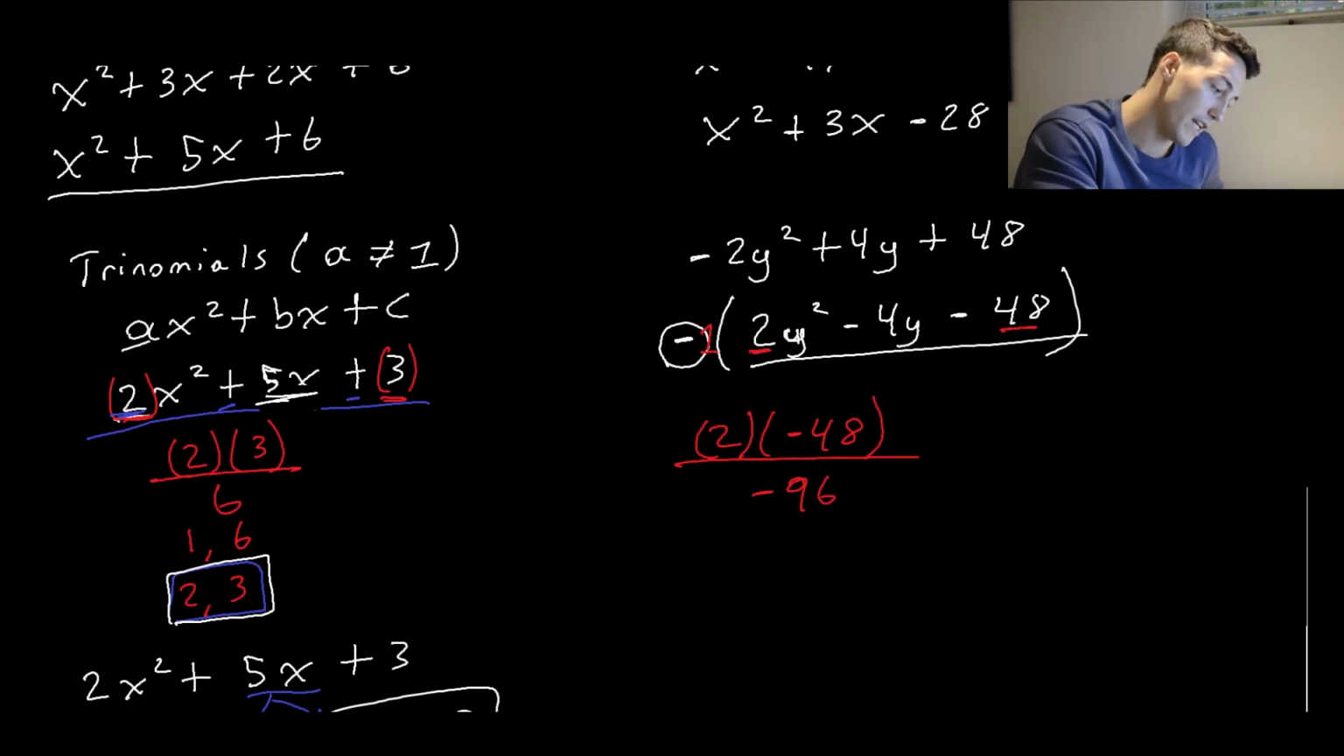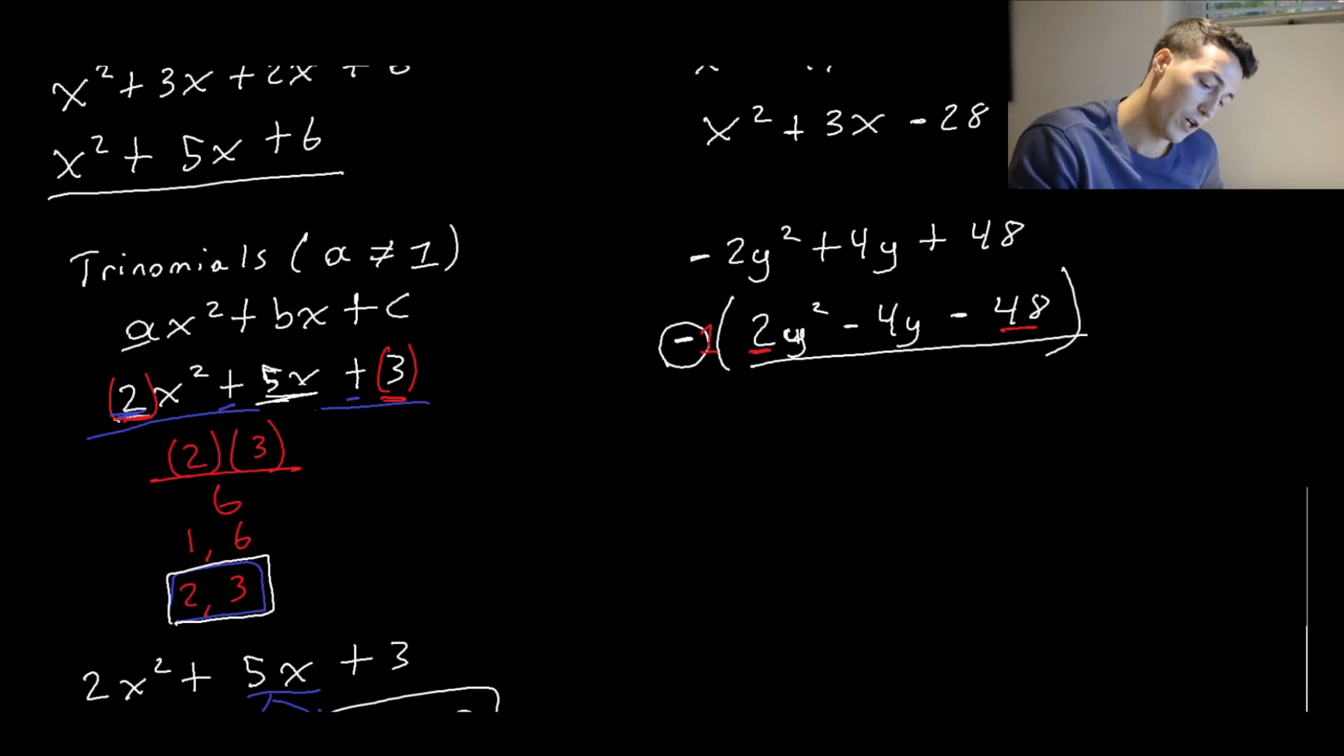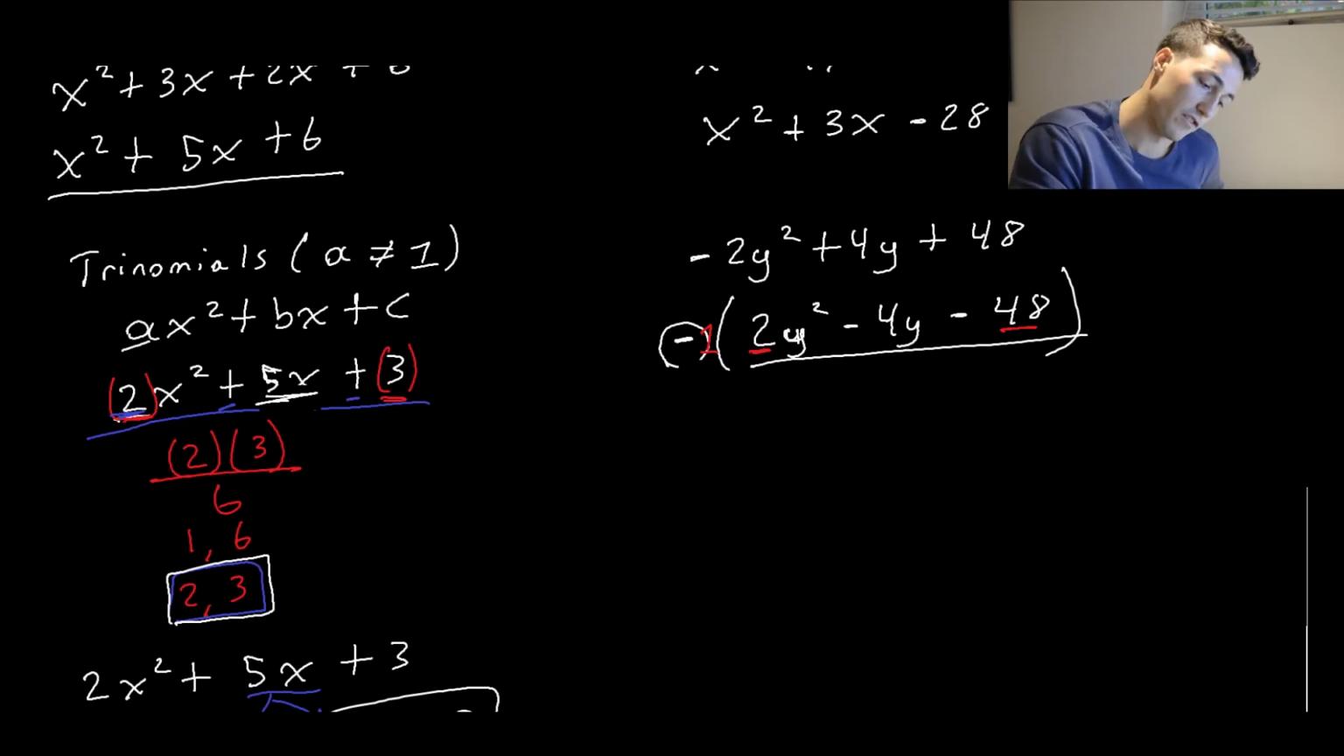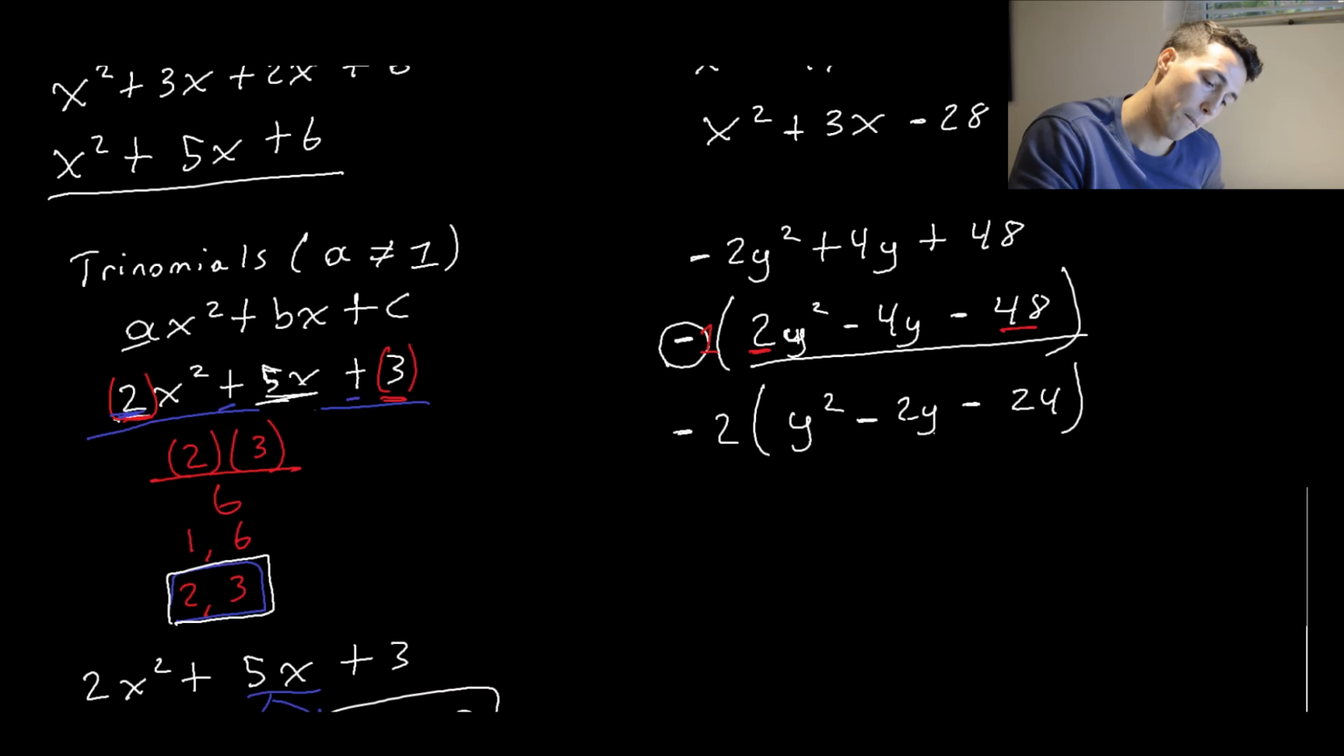But what we could have done at the beginning, and I just want to go through it, is instead of just factoring out this negative 1, we could factor out a negative 2, because 2 is common to all these. So negative 2 times y squared minus 2y minus 24. And now this turned into an example where the a term is actually equal to 1, because we factored out a greatest common factor, or GCF, of negative 2.